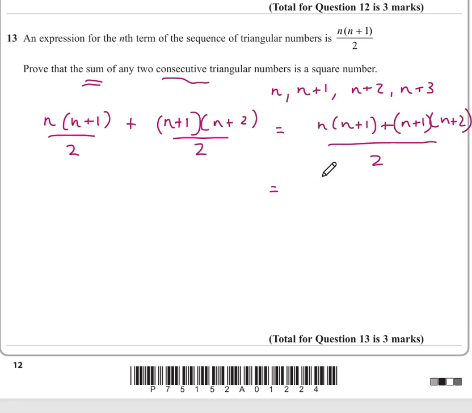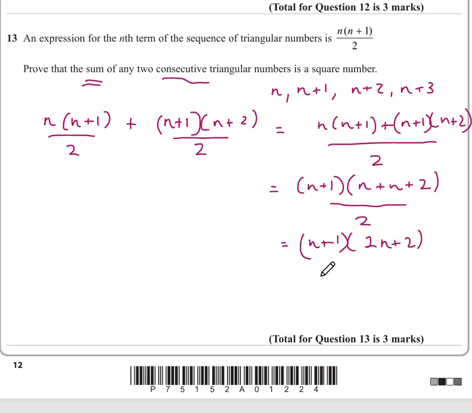I can factorize though, can't I? So I can see here that n plus 1 is going to be a factor of both of these terms. So what does that leave me with? If I factorize n plus 1 up here, I'm going to get n, and then this second term, 1 plus 2. And this is still divided by 2. If I simplify this further, I'm going to get n plus 1, and this is going to give me 2n plus 2 simplified.